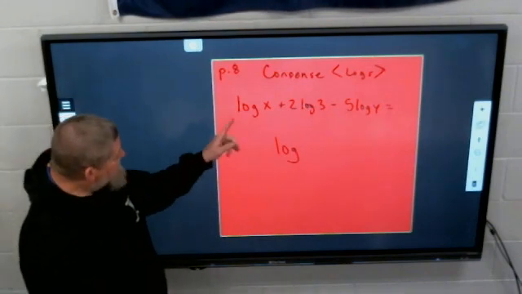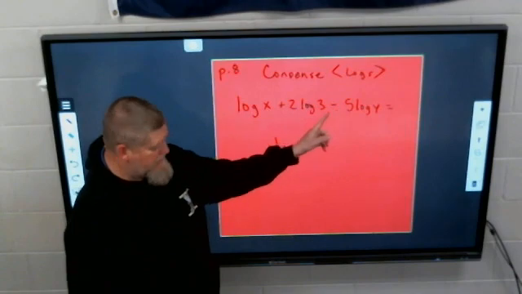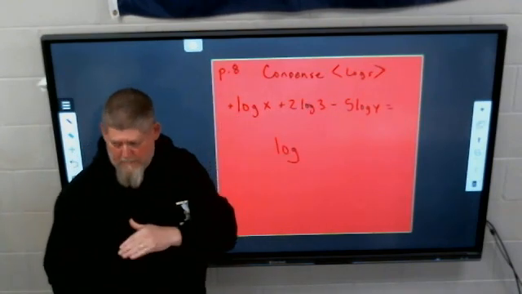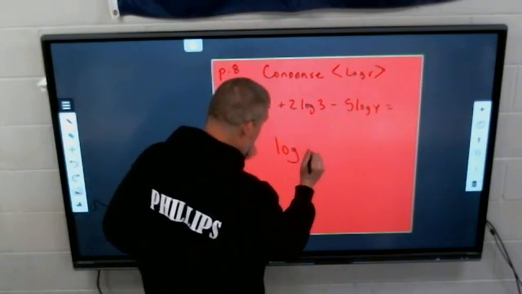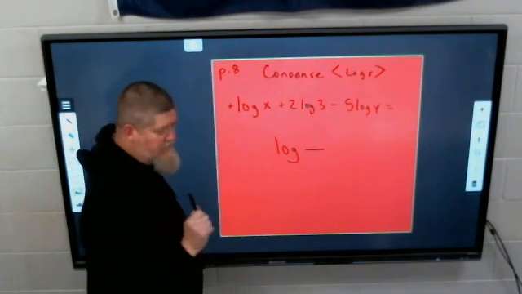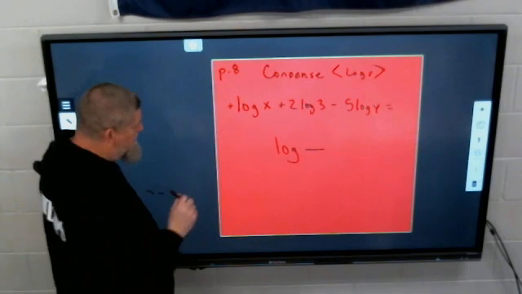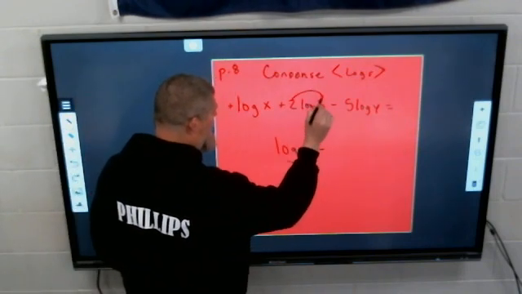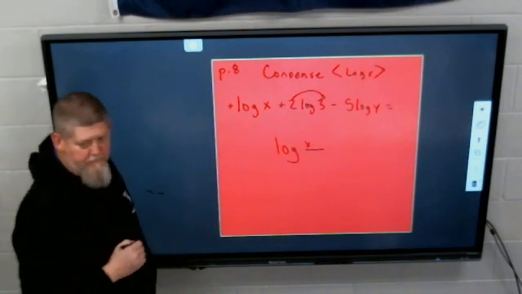Okay, so as I look through this, I see a plus and a minus. There's just an understood positive right there. So I know I'm going to have something on top and something on bottom. So I know I'm going to have a division. X, top or bottom? Top, because it's a plus. I can take that 2 and move it. So what's going to go on top there?